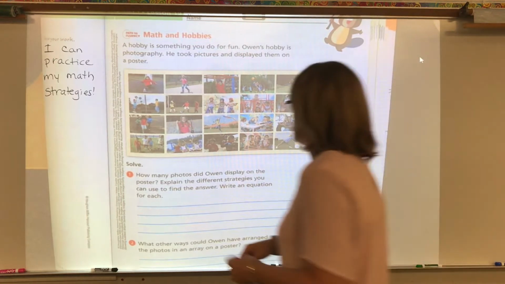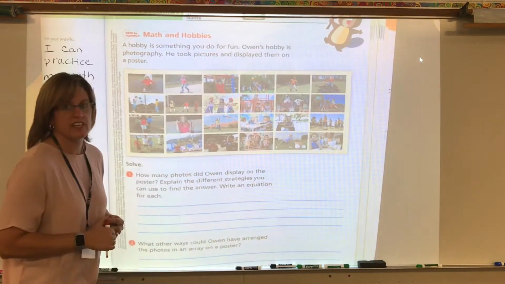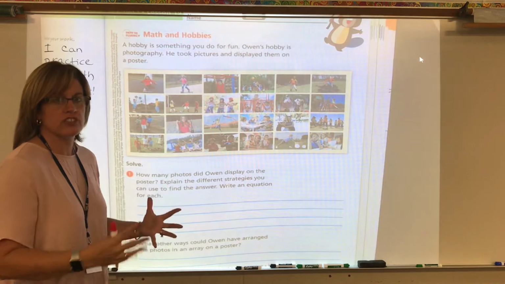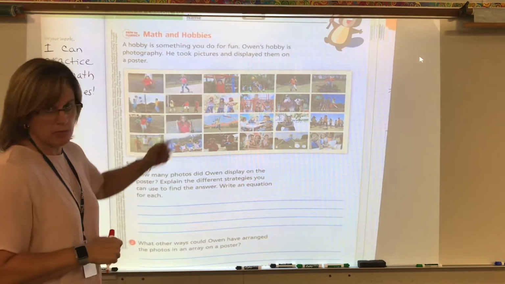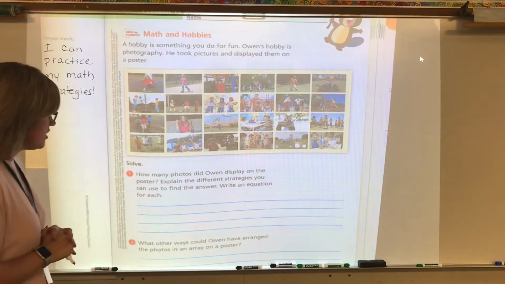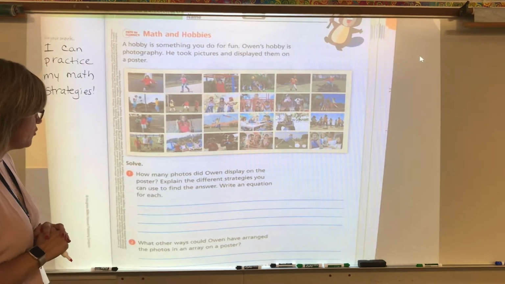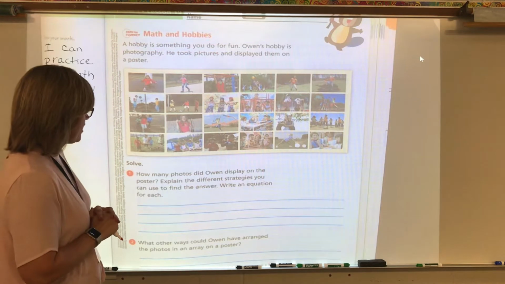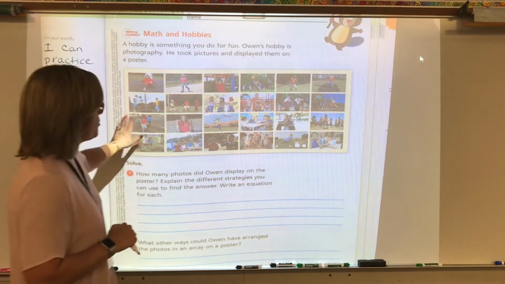We're at the end of our chapter 1. So we're going to take all the things that we learned, all the strategies that we learned in this chapter, and we're going to apply them today. On this side of the paper, you can see it says a hobby is something you do for fun. Owen's hobby is photography. He took pictures and displayed them on the poster.